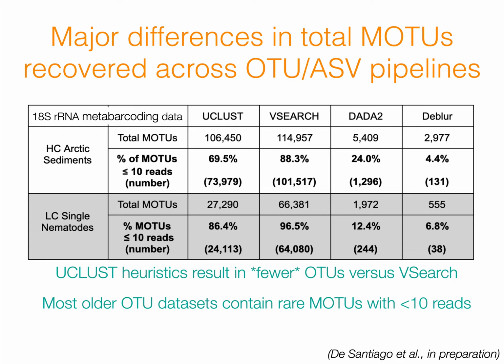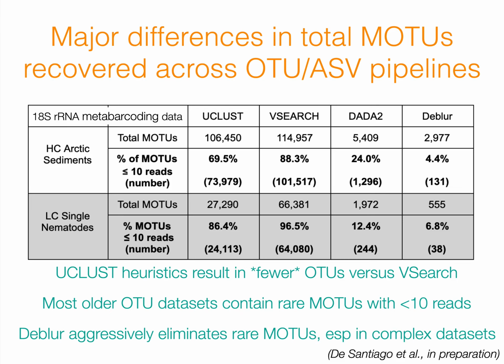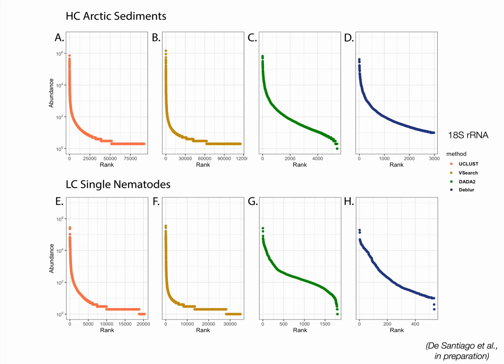When you look at the ASV pipelines for the same data set, most of that goes away. So your sequences under 10 reads really drop to a fraction of that in DADA2 and deblur. But I wanted to note here that deblur is pretty aggressive in getting rid of these rare MOTUs, especially in complex data sets. So the higher the complexity of the data set, the fewer rare reads you actually recover, versus the low complexity data set on the bottom, where you have a higher percentage of those MOTUs under 10 reads.